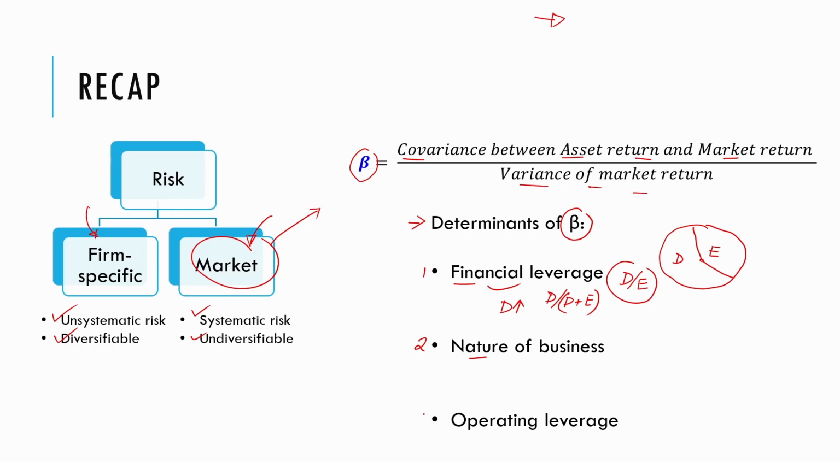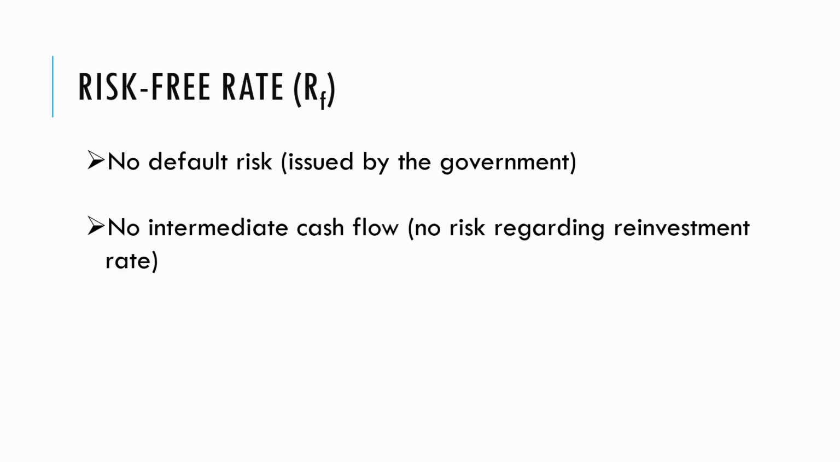Then the third one is operating leverage. What is operating leverage? It is the ratio of fixed cost versus variable cost. So how much fixed cost is incurred and how much variable cost is incurred, the ratio of that is the operating leverage. So these three factors are the determinants of beta. Okay, so now before developing the capital asset pricing model, we need to understand two or three concepts.